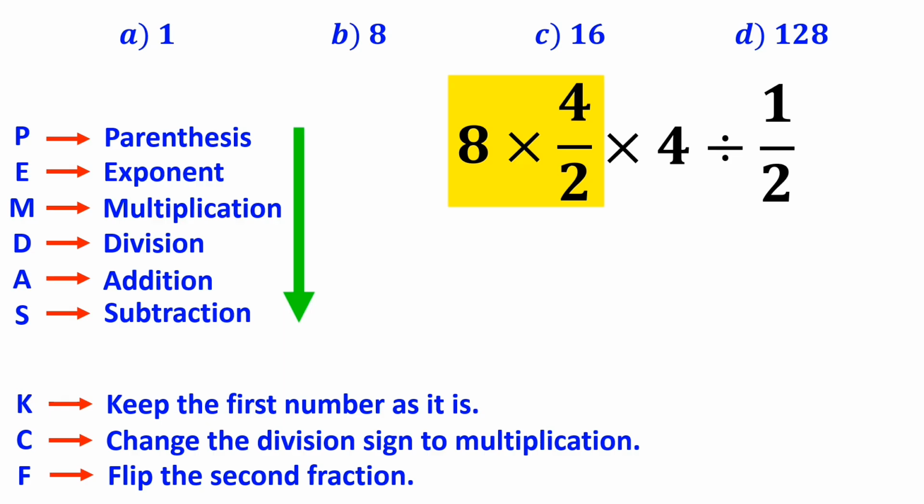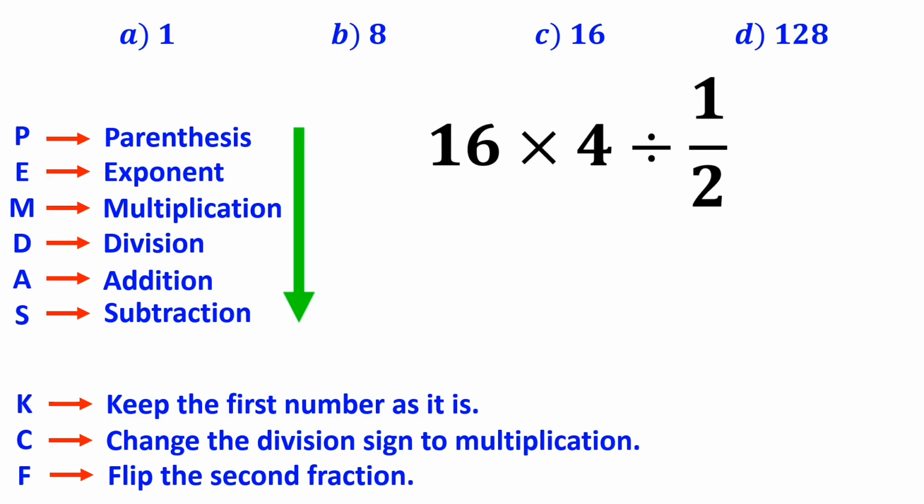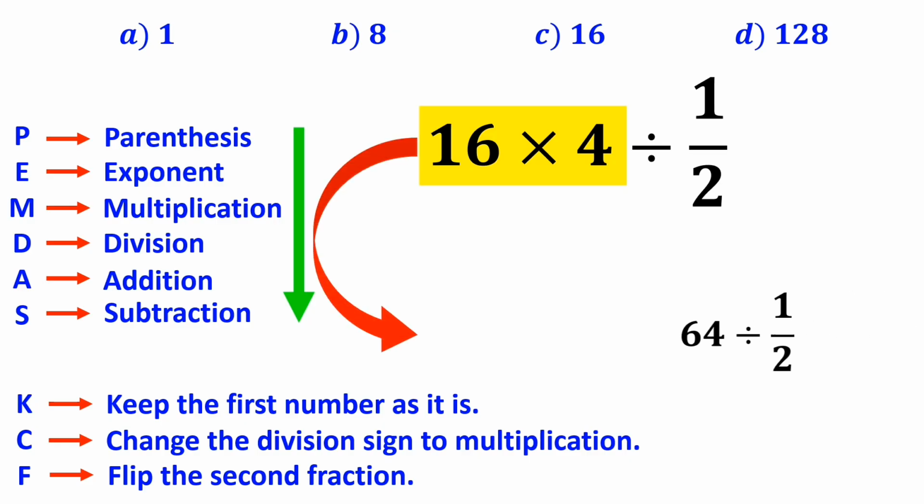Now, the 8 and the 2 in the denominator can be simplified and we can write this expression as 16 times 4 divided by 1 over 2. In the next step, we multiply 16 by 4, which simplifies it to 64 divided by 1 over 2.